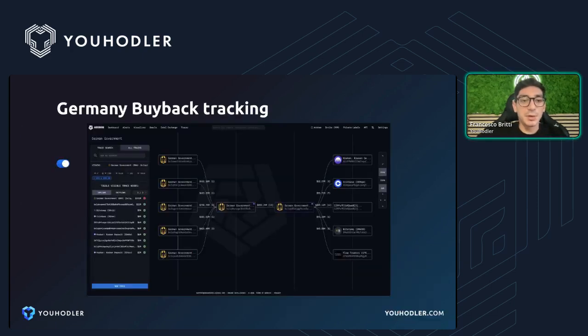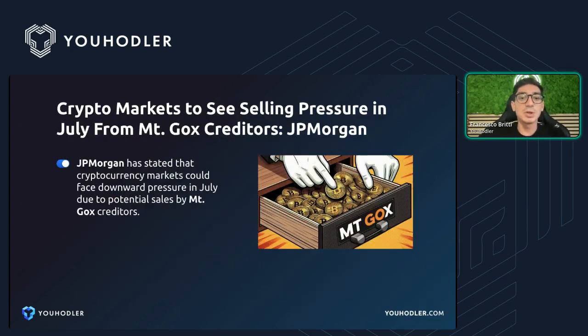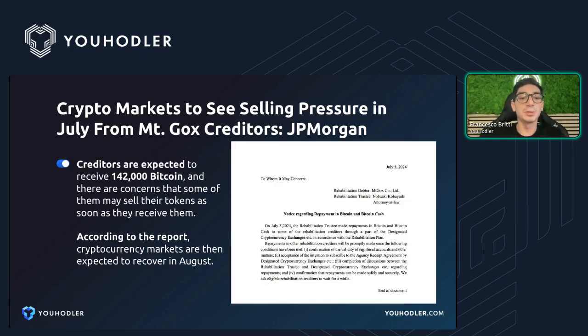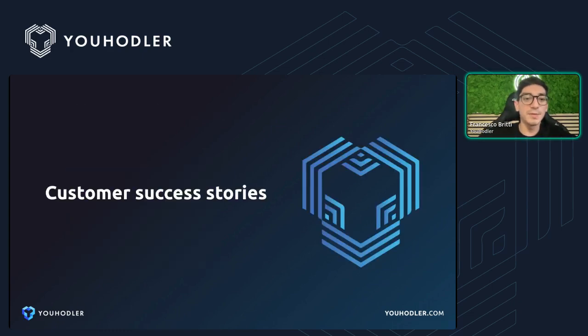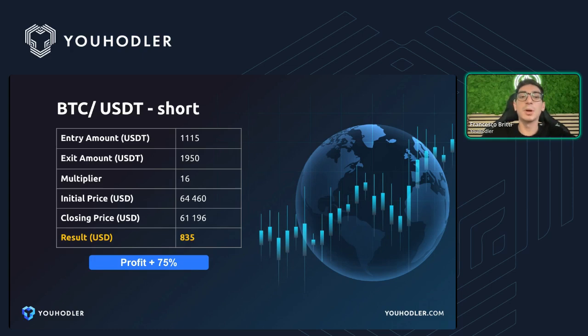So here we see the Germany buyback. We have seen JP Morgan putting pressure on Mt. Gox to give bitcoins back to their creditors. We have seen also a demo on our platform, and we did a pretty fast analysis, but we don't actually have a clear direction right now, so it's not very easy to predict the market. As you can see right now, here are positions of our clients, and this person did a short on the Bitcoin USDT pair, and he entered with $1,100 and he exited with almost $2,000. So he made 75% profit.